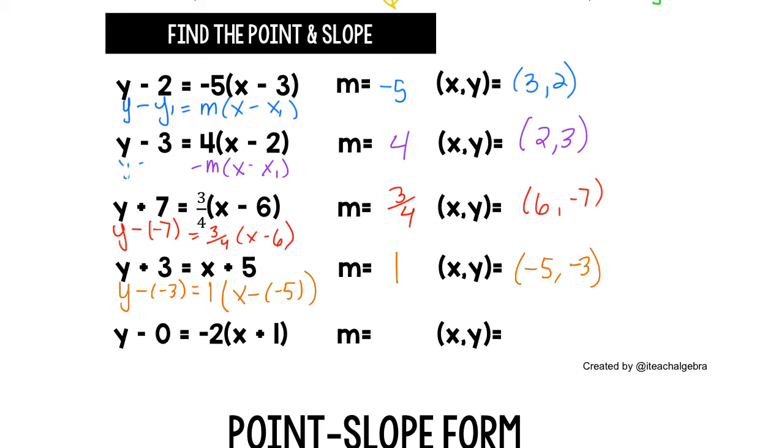Last one, try this on your own if you haven't yet. Let's split this up. X minus -1, and the slope is -2, and the x value is -1, and y is 0. This last point has a name. Write it down if you know it. It is the x-intercept. When x has a value and y is 0.